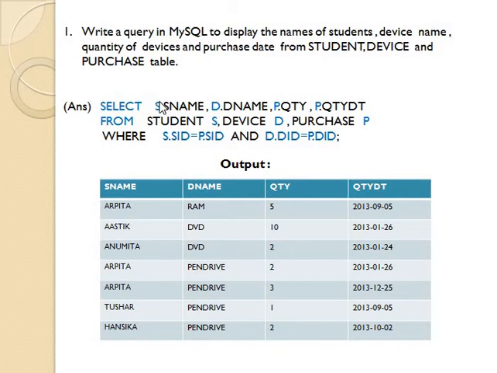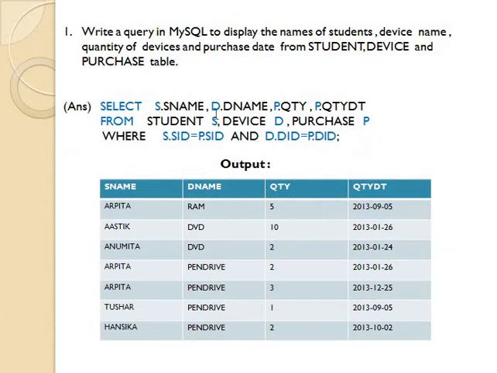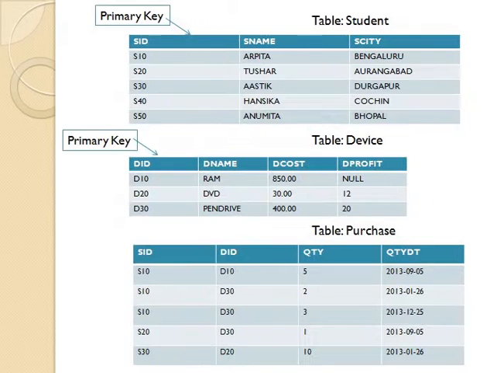Now from this query, using the alias name S of the table student, I am retrieving the column sname. Again, using the alias name D of the table device, I am retrieving the column dname. That is, from the table device, I am retrieving the column dname using the alias name D of the table device.